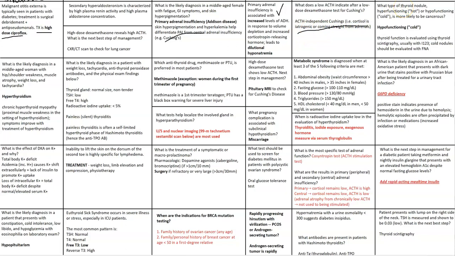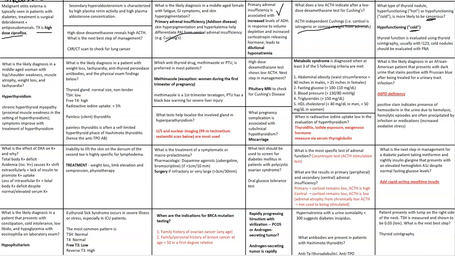What type of thyroid nodule, hyperfunctioning hot or hypofunctioning cold, is more likely to be cancerous? Remember, hypofunctioning or cold. So C and C, that's how you can remember cold for cancerous. Thyroid function is evaluated using thyroid scintigraphy, usually with I-123. Cold nodules should be evaluated with FNA.